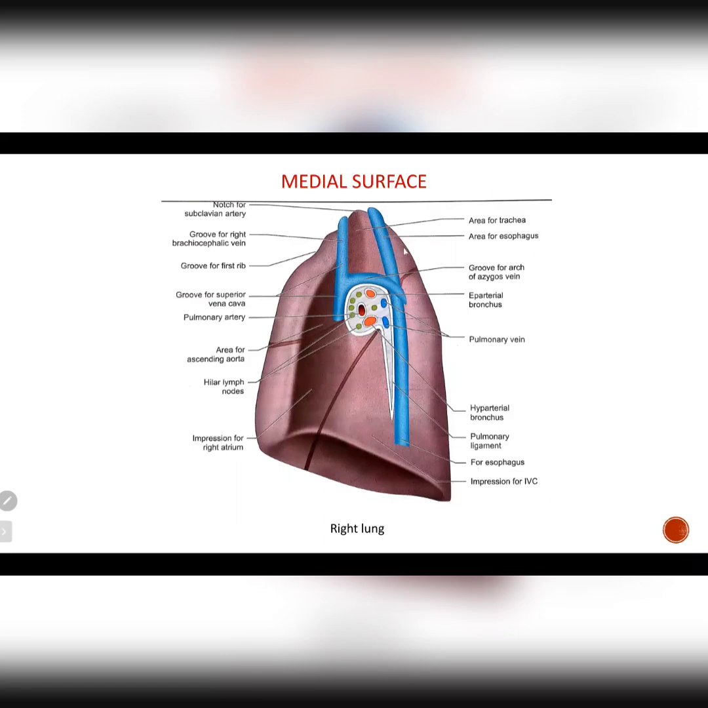Finally, here, posteriorly, there will be two longitudinal grooves. That is the area for trachea and esophagus. Area for trachea will be anterior, and area for esophagus is this long area that will be passing from apex to posterior to the hilum. Now, when you are drawing the medial surface of right lung, you also have to draw the structures within the hilum in order.